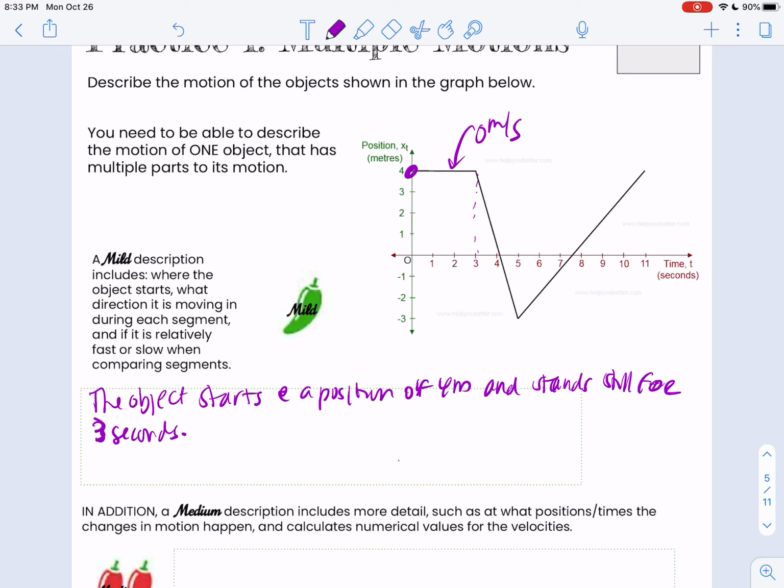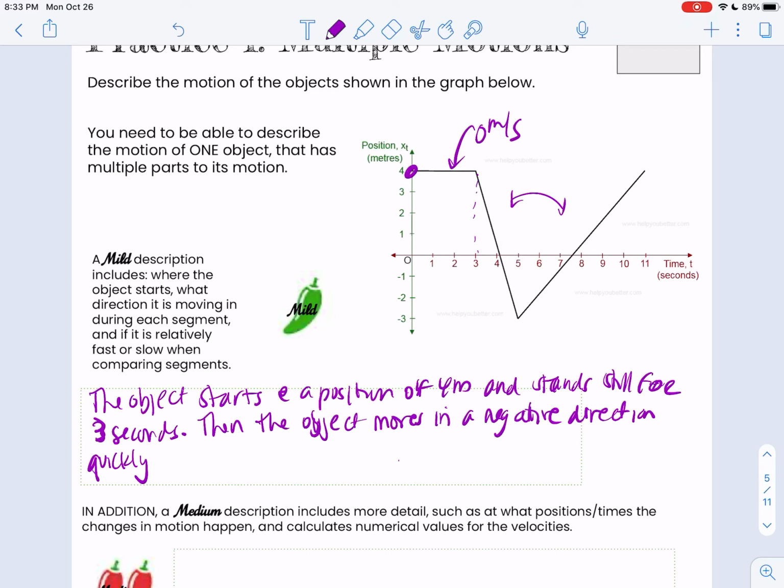Okay, and then the object moves in a negative direction, all right, because the slope is negative. And then if I compare these 2 slopes, the negative one to me looks a lot steeper. We'll calculate it in a minute. Okay, so I'm going to say quickly, moves in a negative direction quickly for, so that's 3 seconds to 5 seconds. So it does that for 2 seconds.